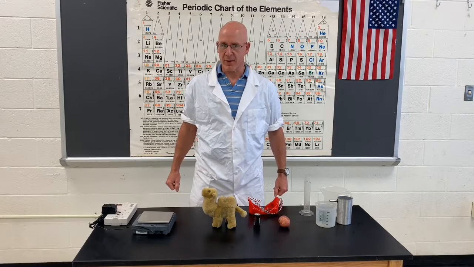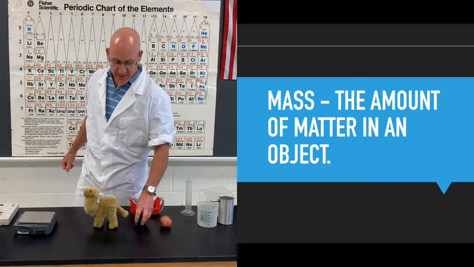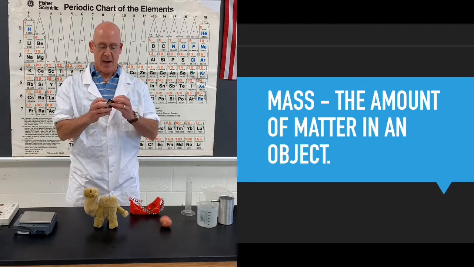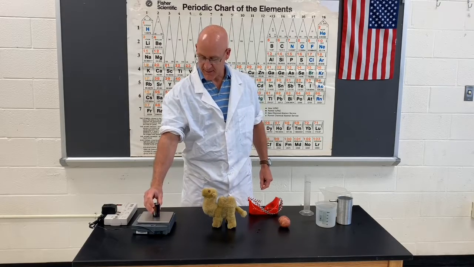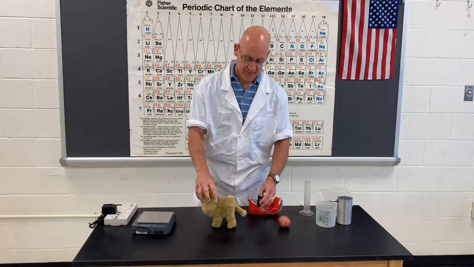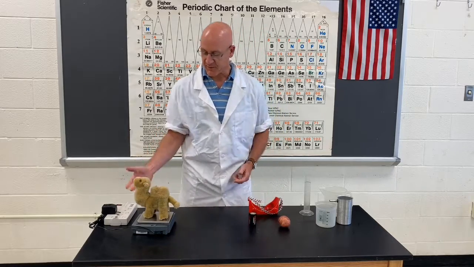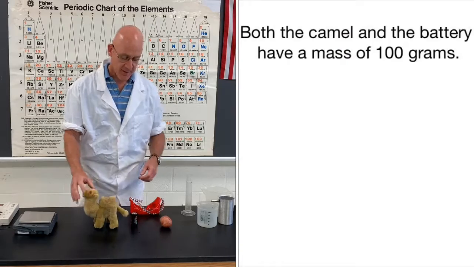The first vocabulary word is mass. Mass is the amount of matter in an object. How many atoms are in there? The mass of this battery is 100 grams. The mass of this toy camel, stuffed camel, is also 100 grams.